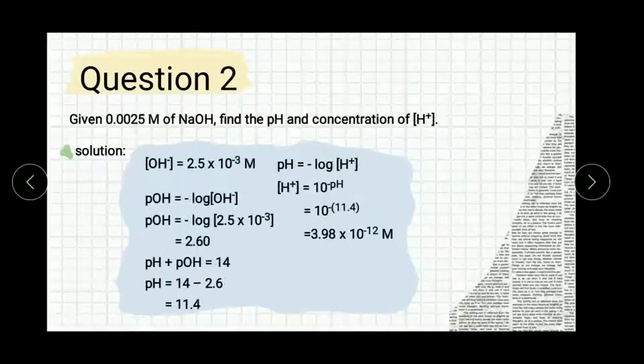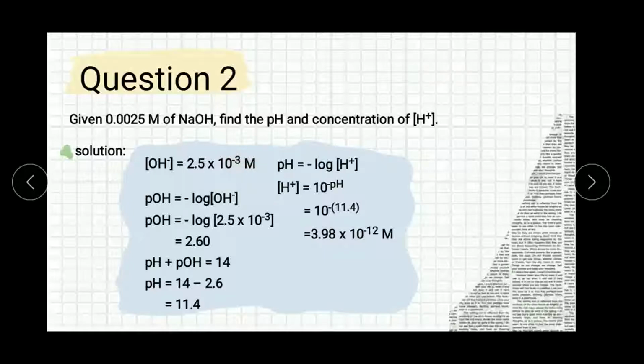Question 2. Given 0.0025 molar of sodium hydroxide, find the pH and concentration of hydrogen ion. This question gives us a strong base. A strong base ionizes completely, so the concentration of OH minus is the same as the concentration of NaOH. So we just move the point and then we can get the concentration of OH minus equals 2.5 times 10 to the power negative 3 molar.